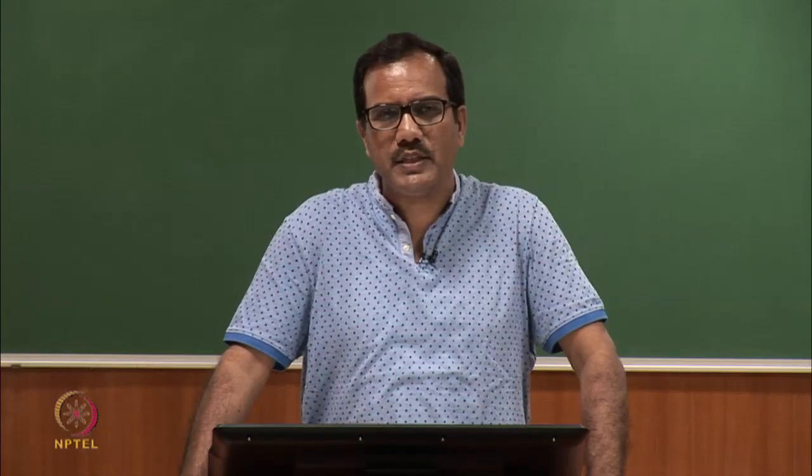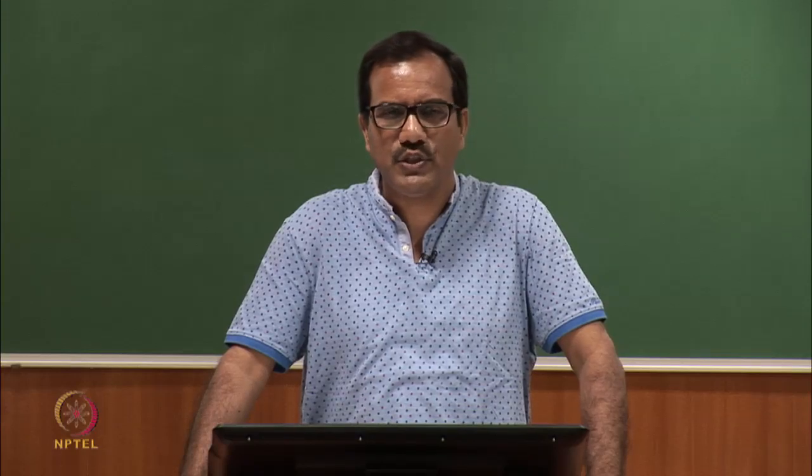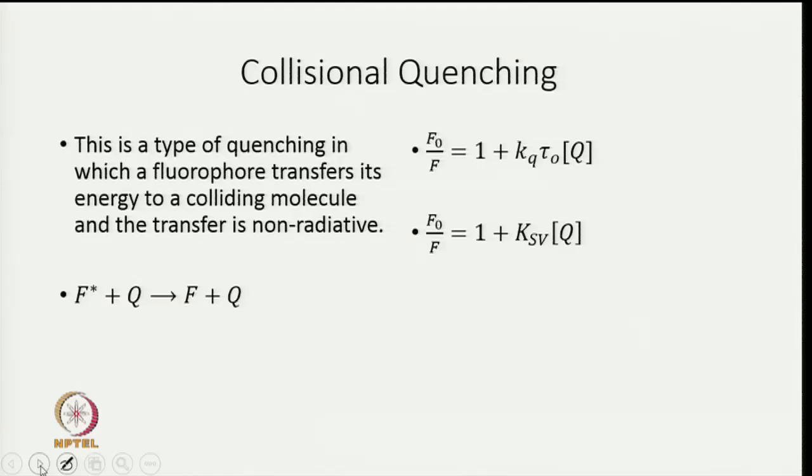In the last lecture I was discussing two different kinds of quenching. One is collisional quenching and another is static quenching. Collisional quenching is also known as dynamic quenching. This is a type of quenching in which a fluorophore transfers its energy to a colliding molecule and the transfer is non-radiative. This point is very important: the transfer is non-radiative.